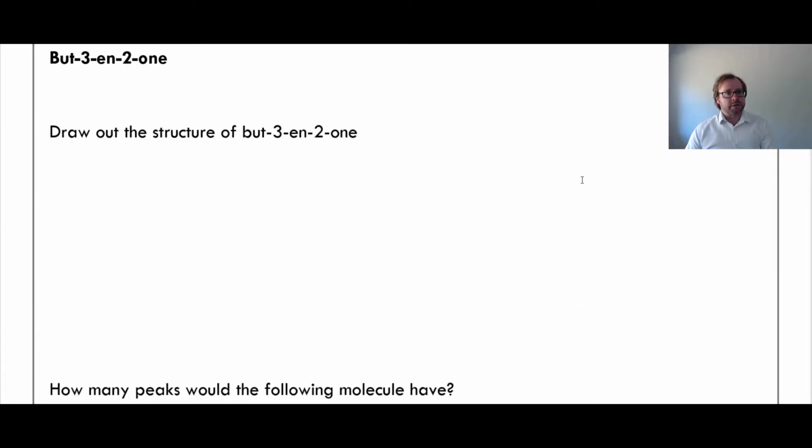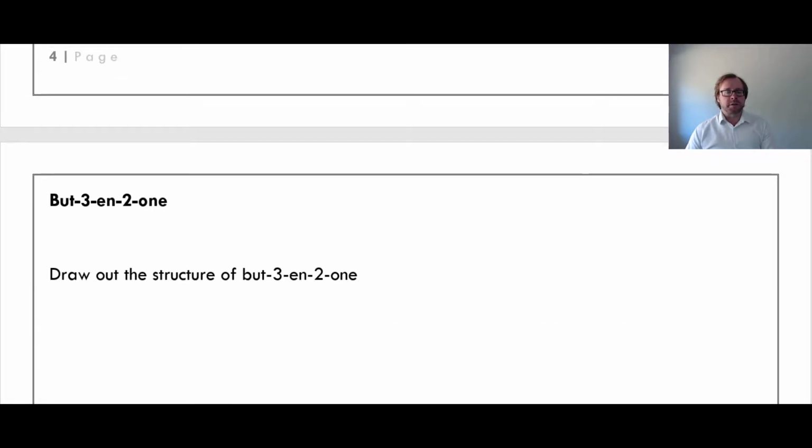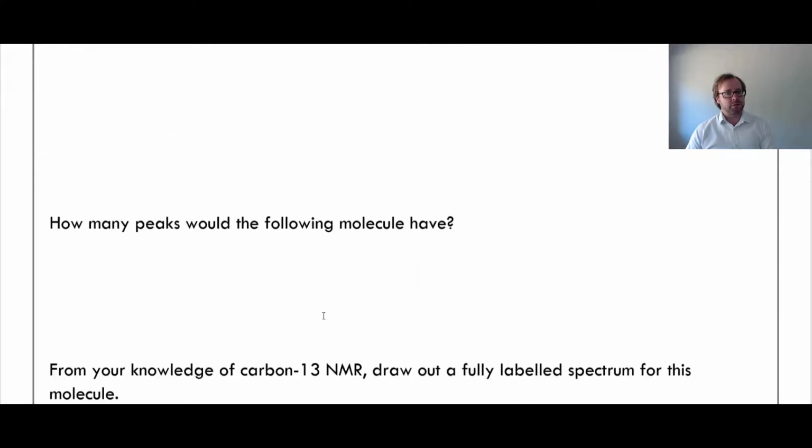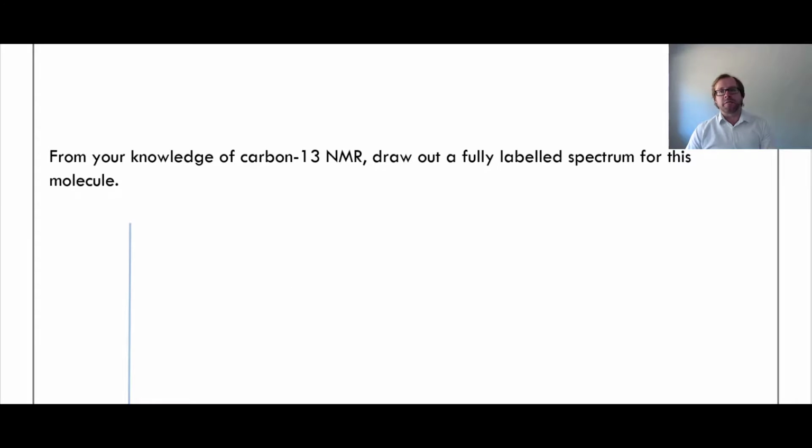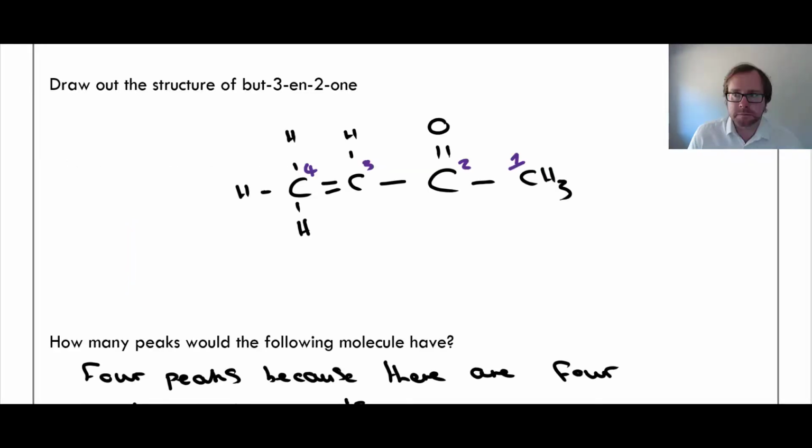I think I would like you to have a go at doing all of this on your own, so I'll give you 10 minutes to draw out the structure of But-3-en-2-one, say how many peaks the following molecule would have, and then have a go at drawing the spectrum for me. Okay, right, so how do we get on?